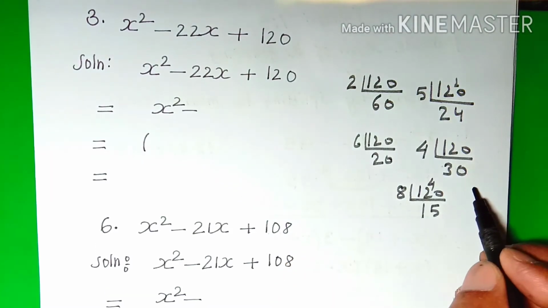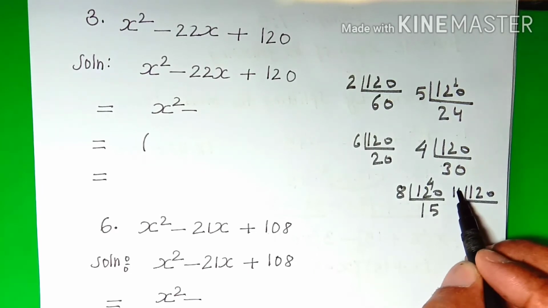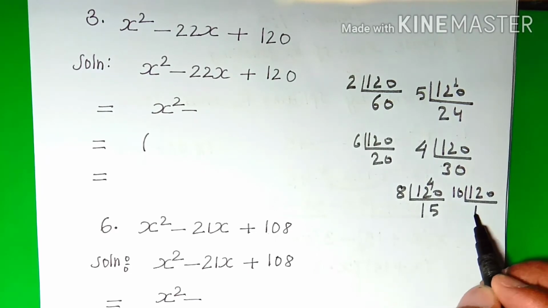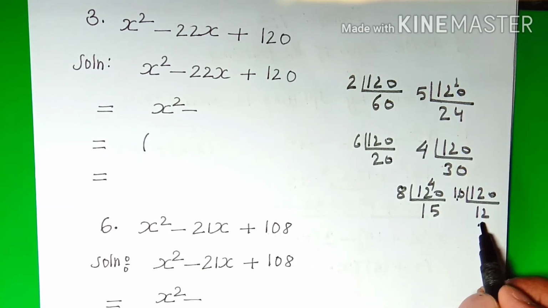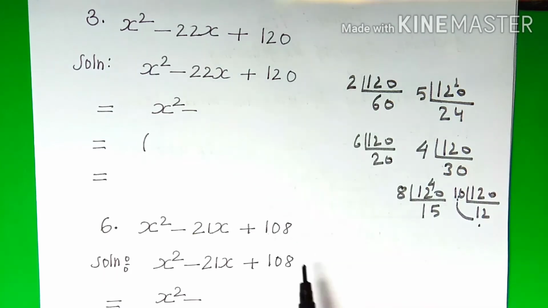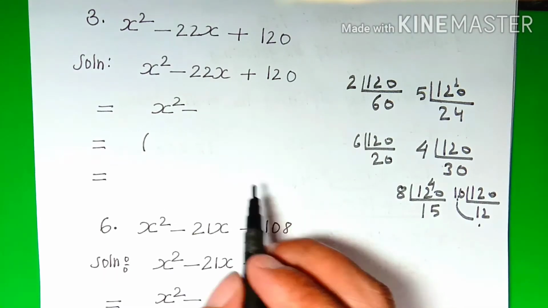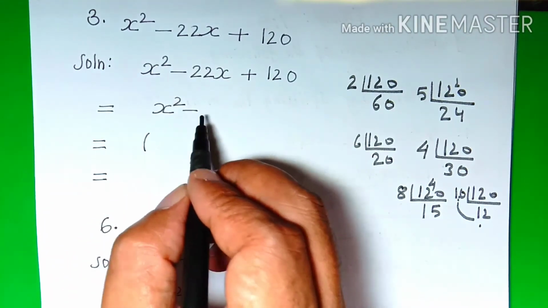Okay, then the next trial will be 120, which is also divisible by 10 and 12. So 10 into how many? 12. 10 plus 12 equals 22. That means I've got 22 as the sum. So now the first term we can drop as it is, x squared minus.